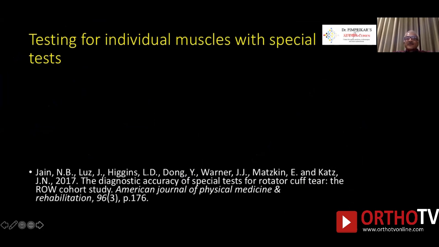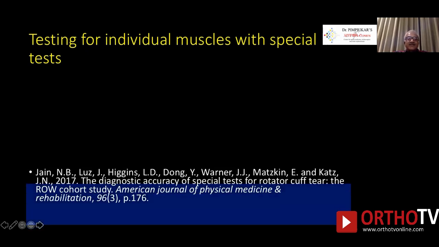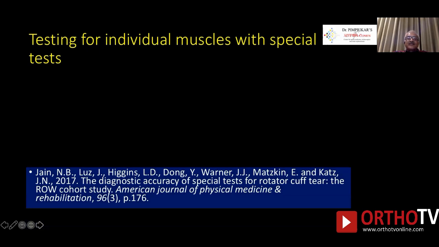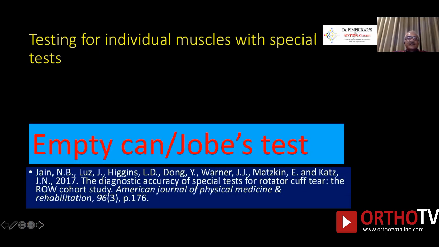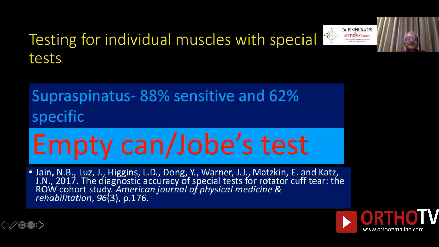When it comes to individual muscle testing, we call them special tests. So we test individual muscles to look for any shoulder pathology. And here there is evidence for each and every test which talks about its efficacy, or the sensitivity and specificity of the test. The first test is what is called the empty can or Jobe's test, which is done for supraspinatus, and it is about 88% sensitive and 62% specific for supraspinatus.